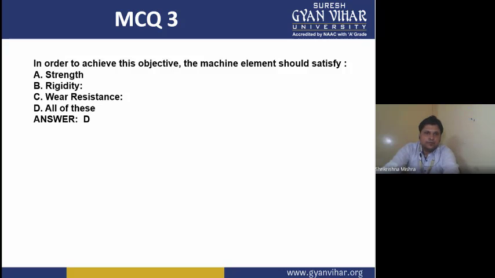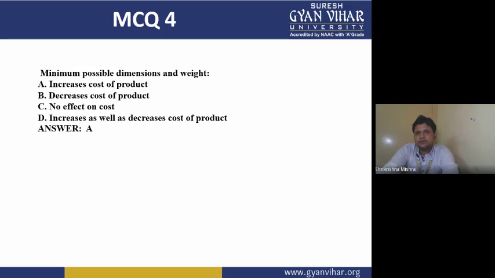Coming to MCQ number 4. This multiple choice question says that the minimum possible dimension and weight of any material component or machine element increases or decreases the cost of the product. If you keep the dimension and weight of a machine element less, will your cost increase, decrease, have no effect, or both decrease as well as increase? We all know that the whole purpose of designing is to keep the minimum possible dimension and weight of the designed product.